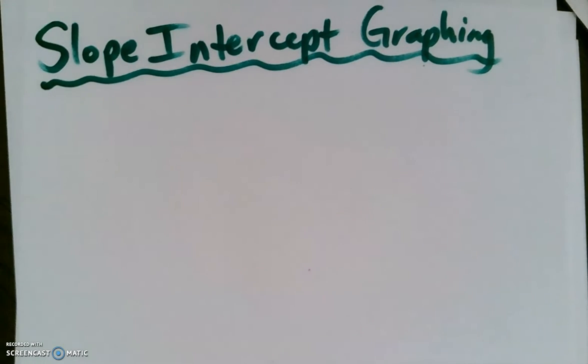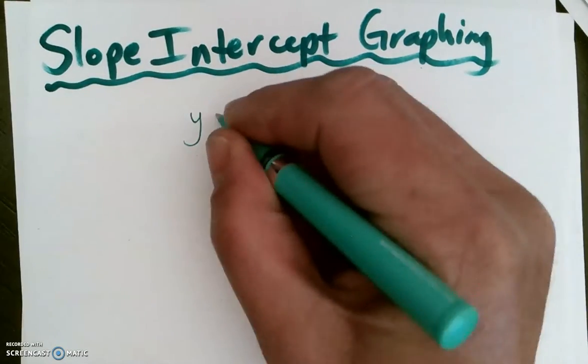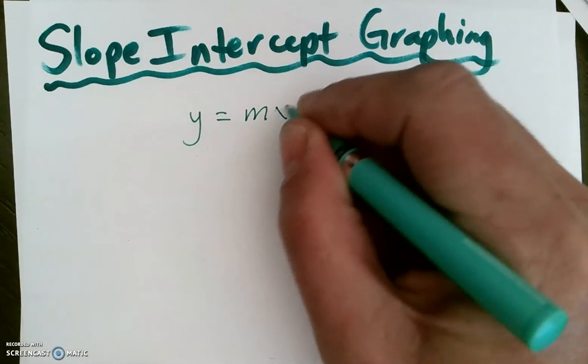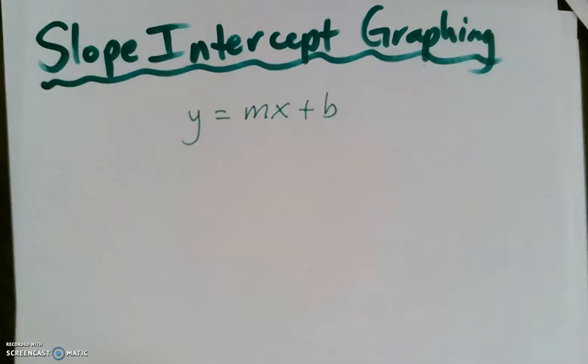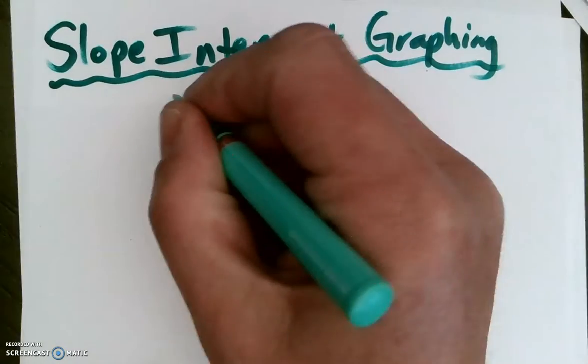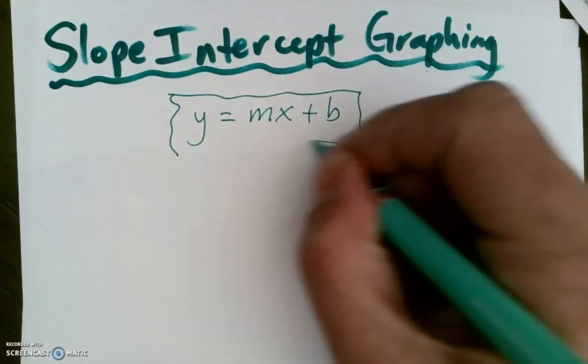Alright students, this video is going to talk about slope-intercept form and how to graph. This is actually a bit of a shortcut compared to the graphing we've been doing, so it should be nice. First things, this is the general equation. Just write that down in your notes.